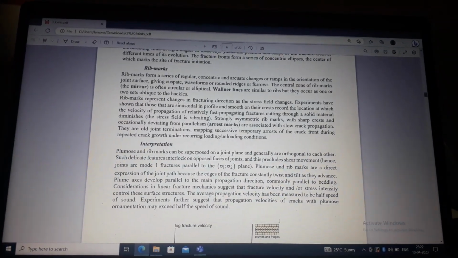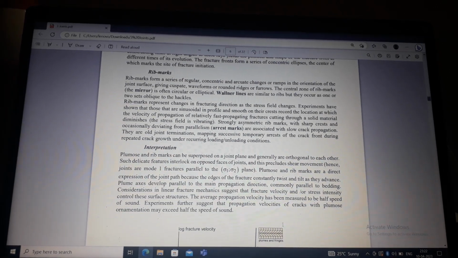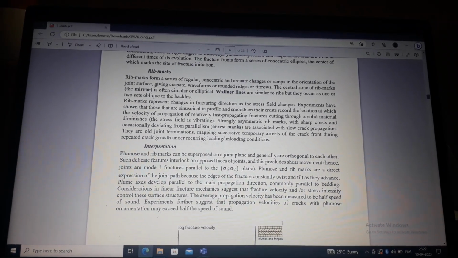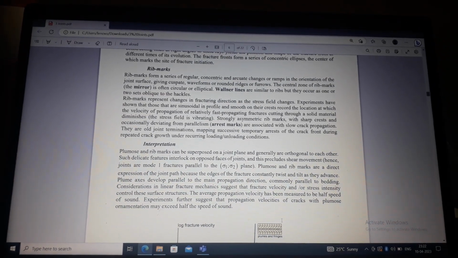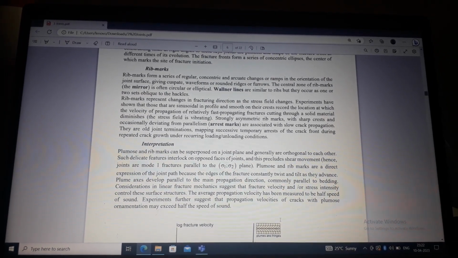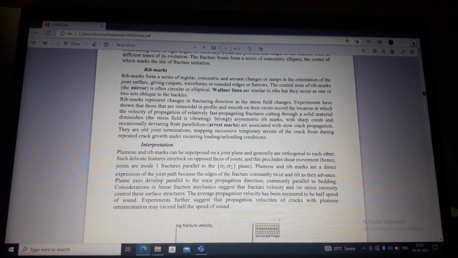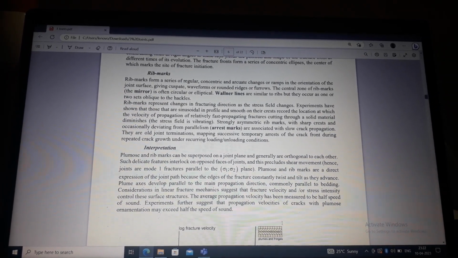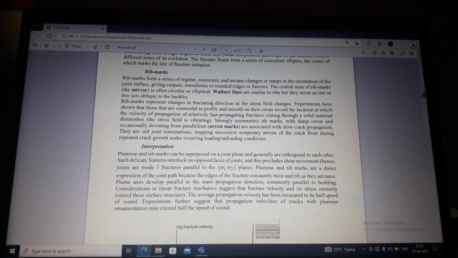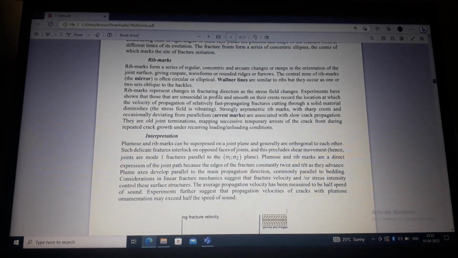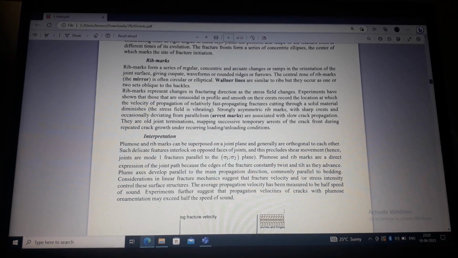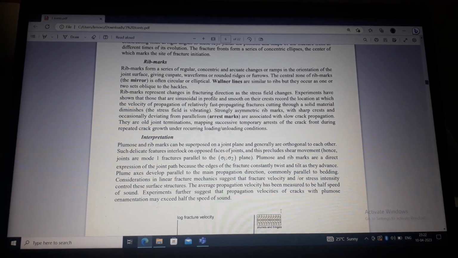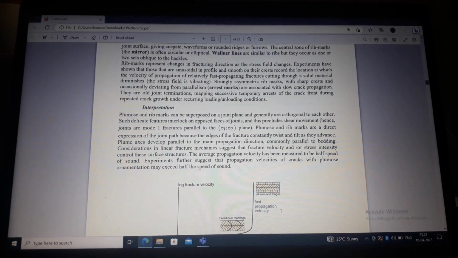Interpretation. Plumose and rib marks can be superimposed on a joint plane and generally are orthogonal to each other. Such delicate features interlock on opposed surfaces of joints and this precludes shear movement. Hence, joints are mode 1 fractures parallel to sigma 1, sigma 2.